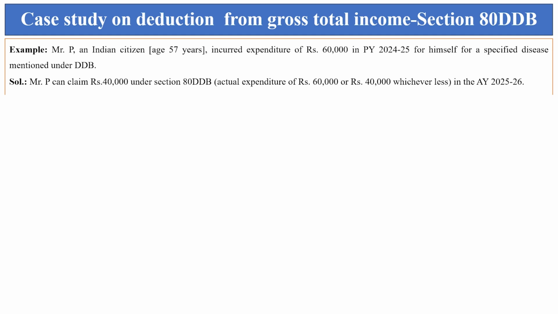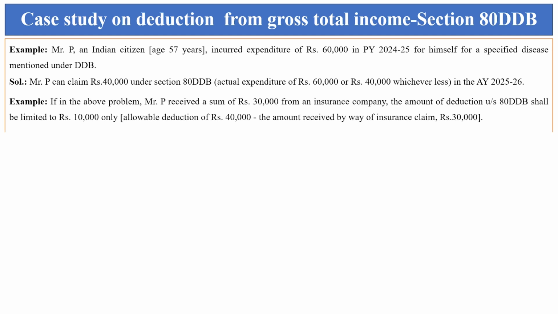If in the above problem Mr. P would receive a sum of rupees 30,000 from an insurance company, the amount of deduction under section 80DDB shall be limited to rupees 10,000 only, because already 30,000 insurance claim has been recovered from the insurance company.